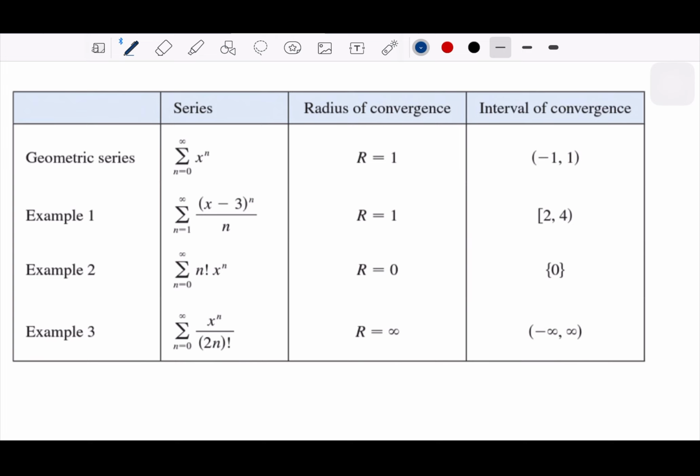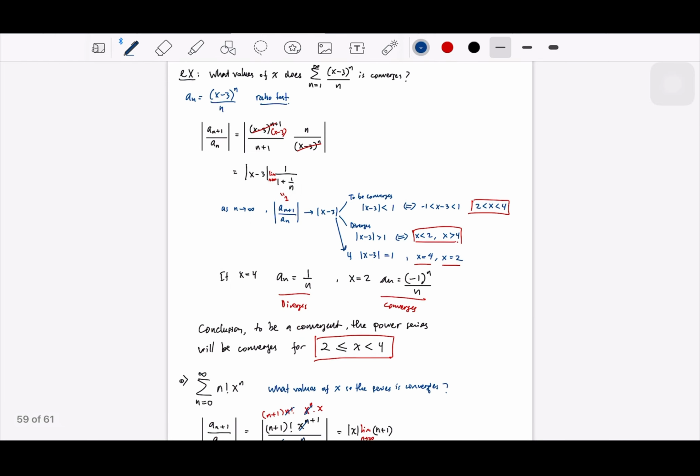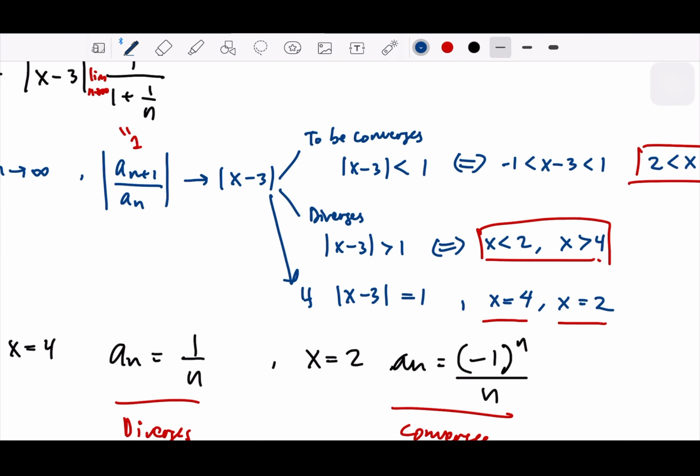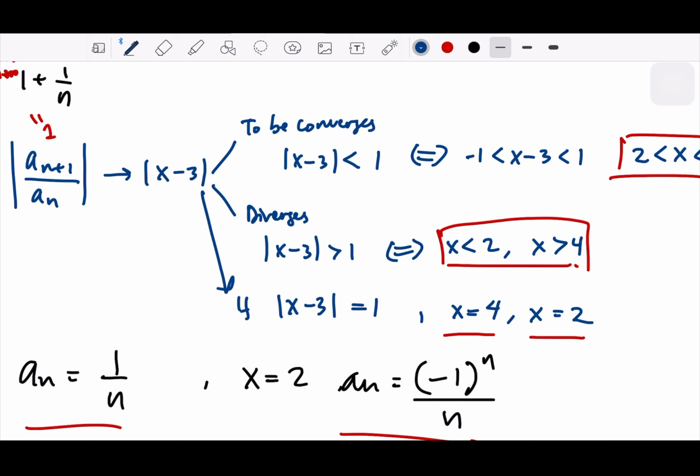The first example, we have (x minus 3) to the power of n multiplied by n. And as we write down the answers, the interval will include the number 2, right? But the radius is just 1. Okay? The radius should be from here: |x minus 3| is less than 1. We are not having any changes in this one.